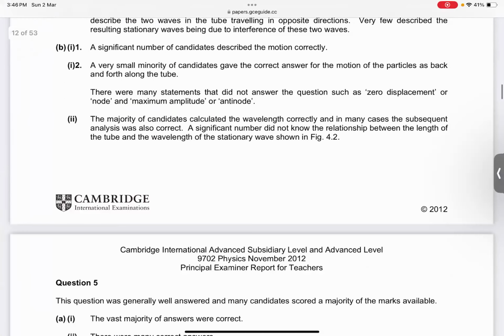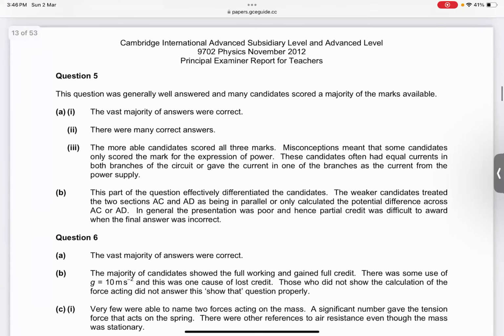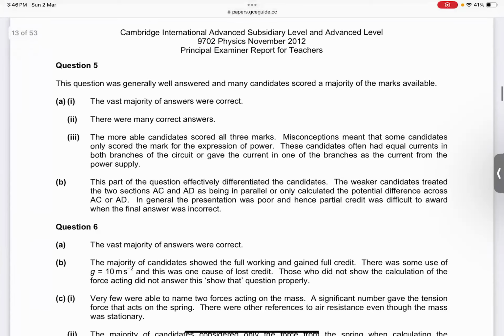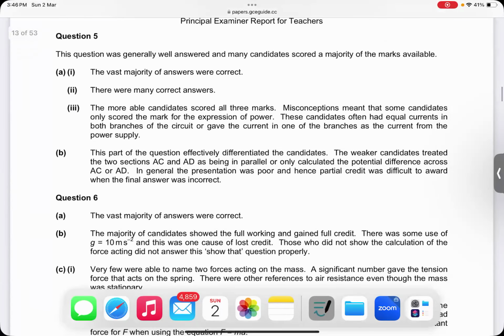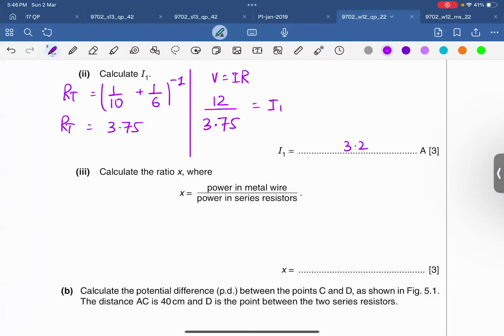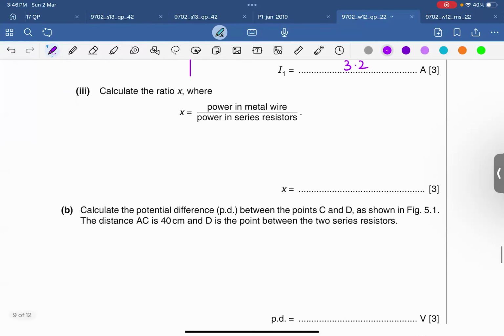By the way, let's just see the examiner report because it's worth 3 marks. Question 4, question 5. The vast majority of candidates were correct. There were many correct answers. Basically, the examiner mainly highlights the difficulties in the theory questions. Most of the candidates did well in the calculation question. Okay, fine. Let's move on.